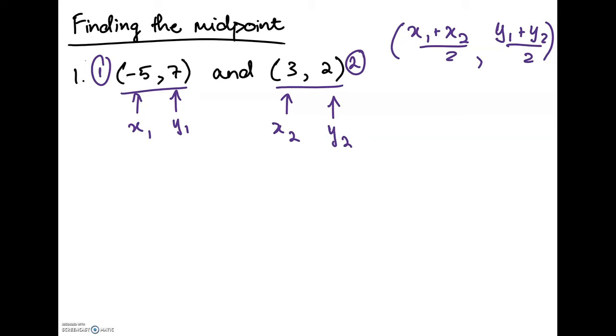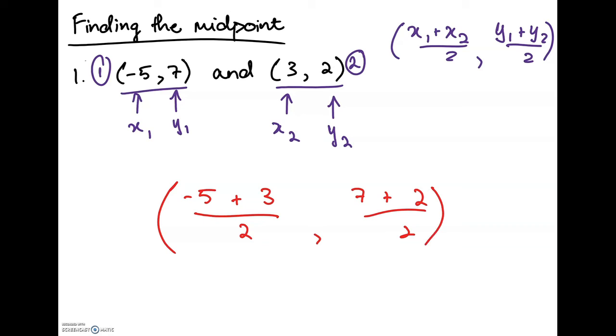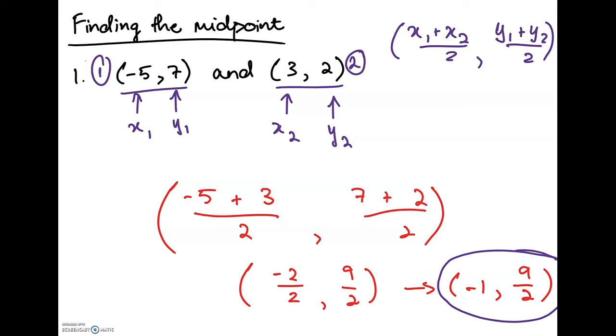So if we substitute all of this in our formula, we're going to get -5 plus 3 over 2, comma, 7 plus 2 over 2. This will simplify to -2 over 2, comma, 9 over 2, which can be written as -1, comma, 9 over 2. So that means our final answer for the midpoint is -1, comma, 9 over 2. That point is the center point between the 2 points, -5, comma, 7 and 3, comma, 2.